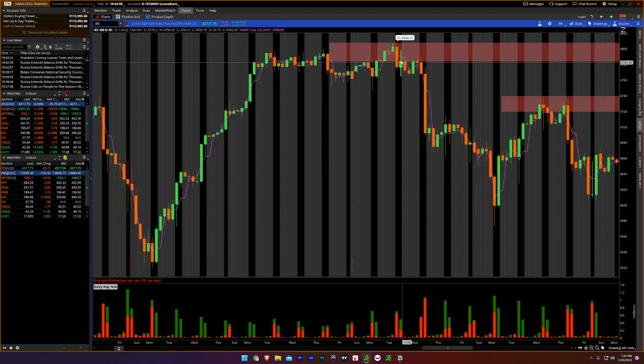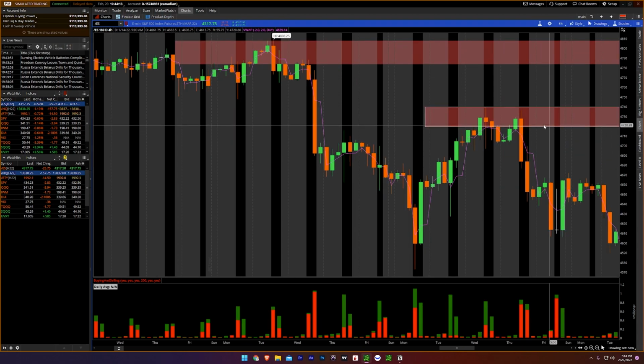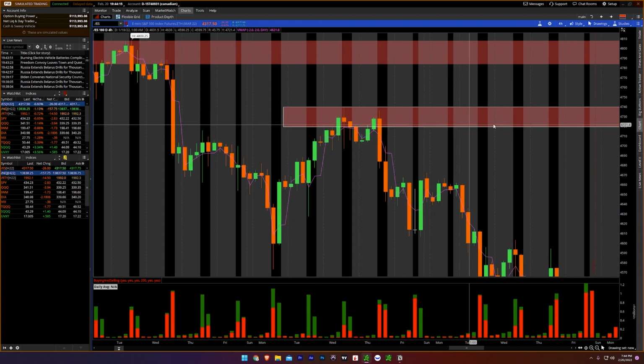We can see that there are areas of resistance where sellers are coming in heavy, and I don't even need to adjust the zone. Now, on the other zone, for example, I can see that we can actually optimize this zone, right?